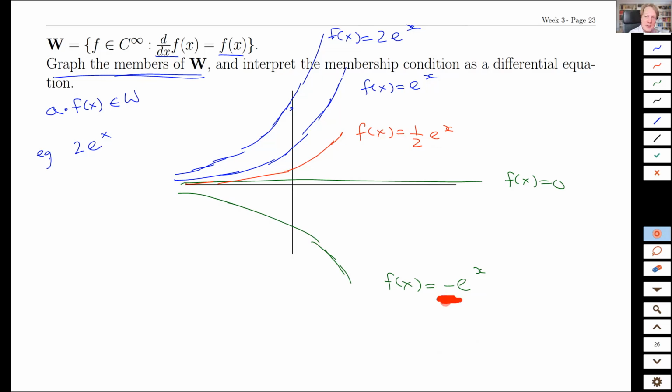I can include negative values. I can add two of these things together and I know it's still a solution. So all of that machinery comes along for free just by saying this W forms a vector subspace of all the possible continuous and infinitely differentiable functions. Even though our motivation is probably coming from something like population growth, because that's the kind of thing that shows up in a population growth scenario.